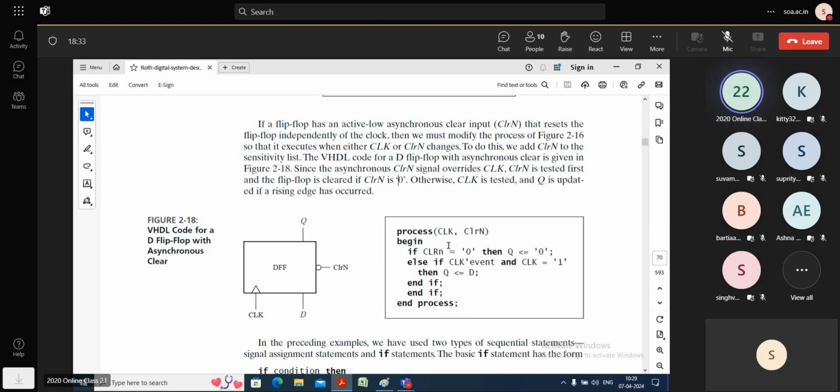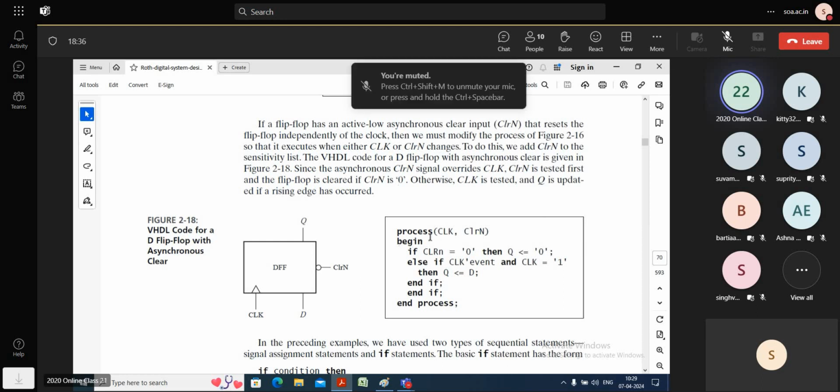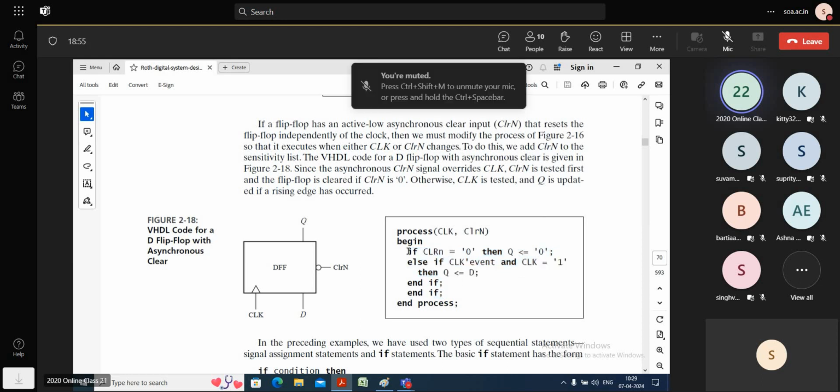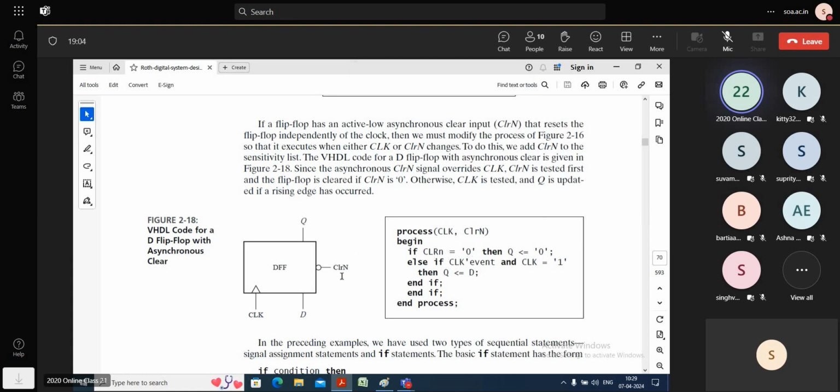Now the VHDL code for the D flip-flop with asynchronous clear is given here. Here you can see the process, and this is the sensitivity list: CLK, CLRN. Then you have to write the process within the begin and end keywords. This is the skeleton. Inside that you have to write the sequential statements, which is the body of the process. Now you can see, if CLRN equal to 0, then Q equal to 0. This is independent of the clock. Once it becomes 0, Q equals 0, and that we have written here.